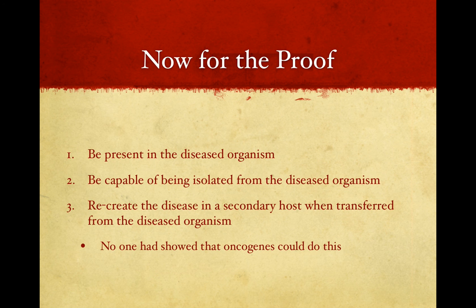Now, a big problem within research was oncogenes. Oncogenes, of course, fulfill the first 2. Oncogenes are present in patients who have cancer, and number 2, they can also be isolated. Like we talked about in the last video, they tried to clone out this specific oncogene, so they can be cloned out. But for the third, no one had shown any success. That was a big problem because no one could show that you could recreate the disease in a secondary host. That would mean taking out the oncogene and moving it, which you can't really do.